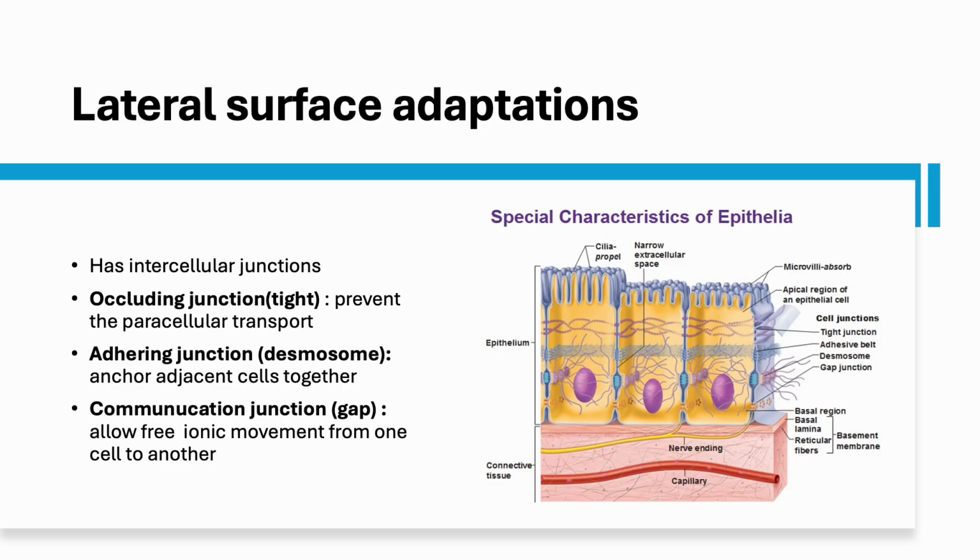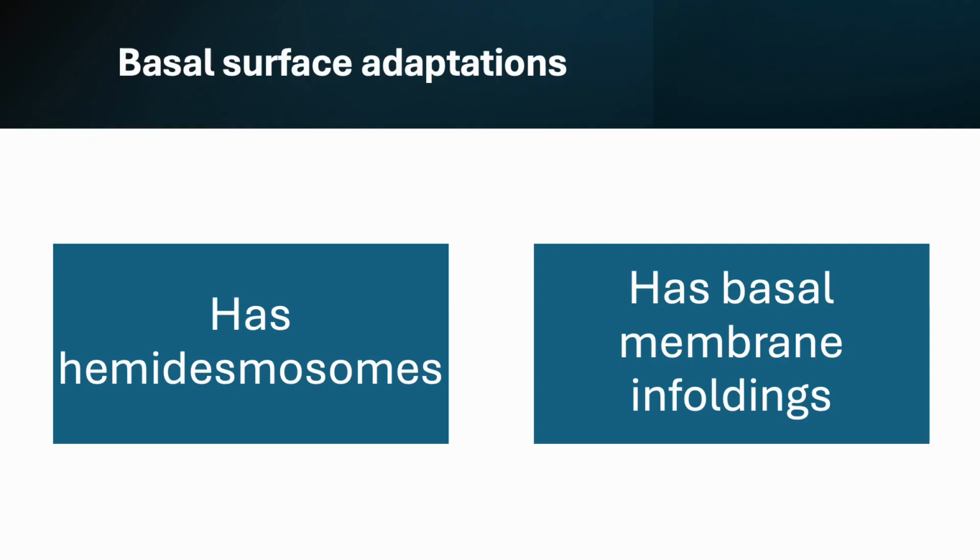Lateral surface adaptations have intercellular junctions. Occluding junction or tight junction helps to prevent paracellular transport, like transport from one cell to another. Then an adhering junction, desmosomes, anchor adjacent cells together. Then communication junction, they allow free ionic movement from one cell to another. The basal surface of the epithelial cells has hemidesmosomes and also membrane enfoldings.